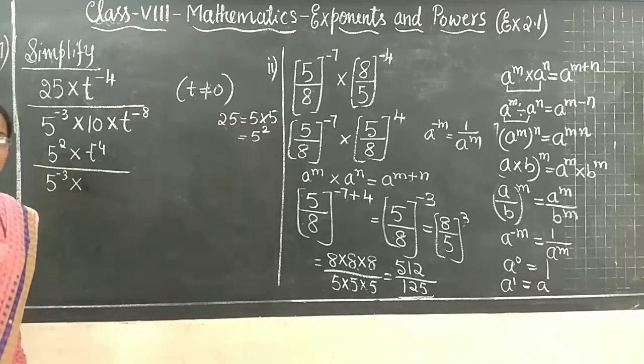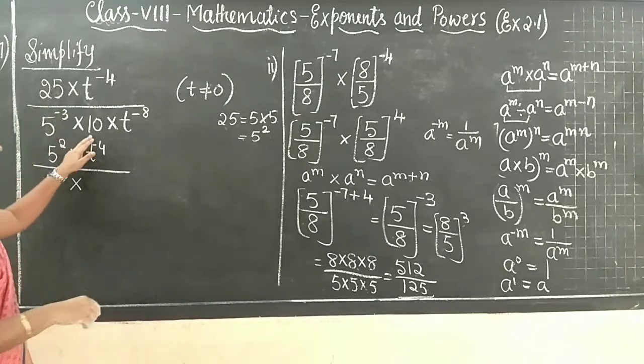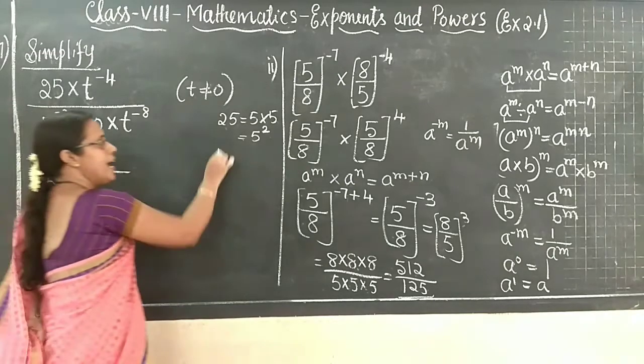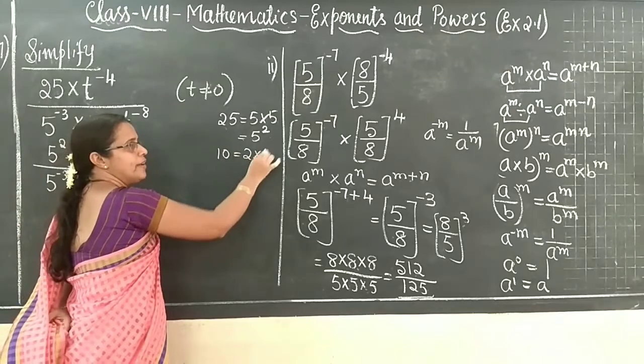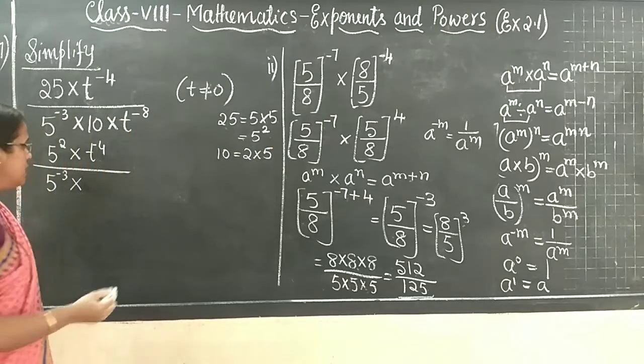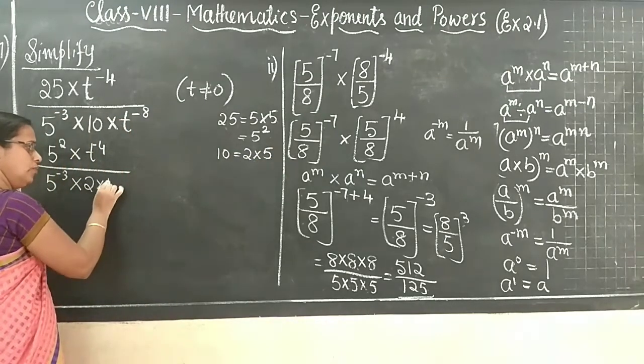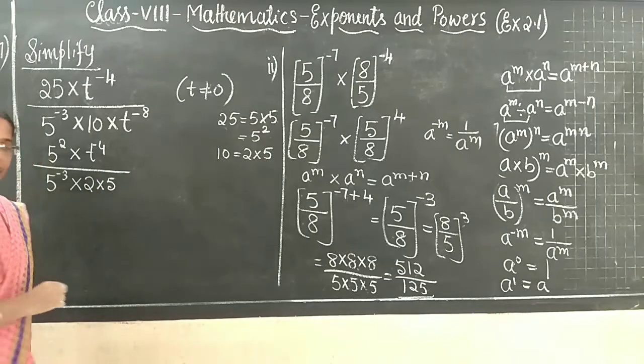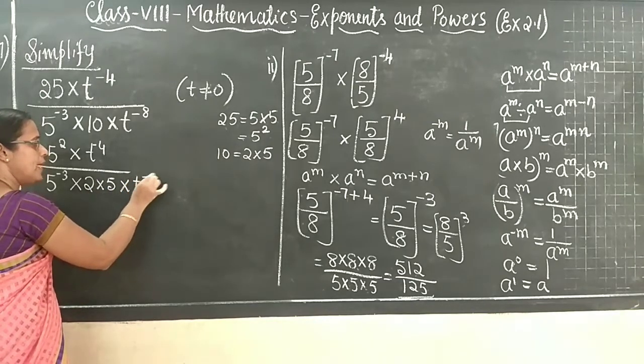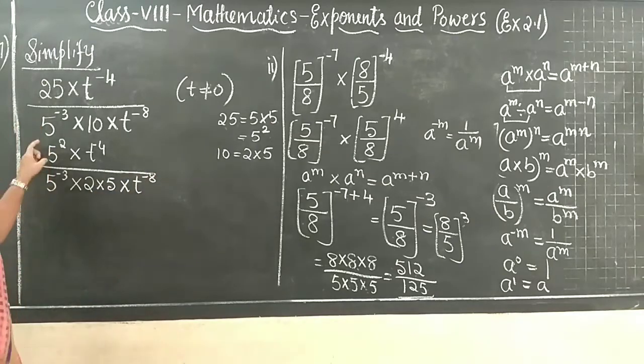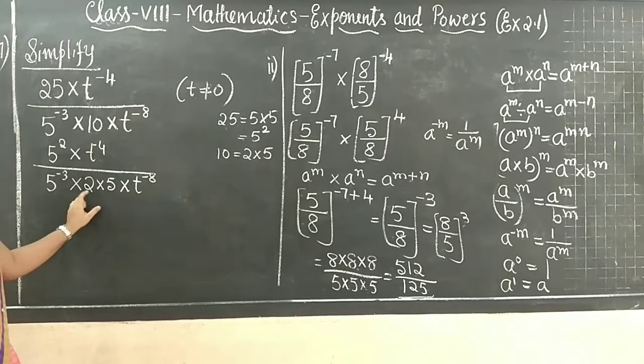First simplify, do it small. 10 there means how can I write 10? 10 can be written as 2 into 5. Yes, it's not a square number, so we write 2 into 5. 2 5s are 10. Then t to the power minus 8. Okay, so I change now 25 as 5 square and 10 as 2 into 5.